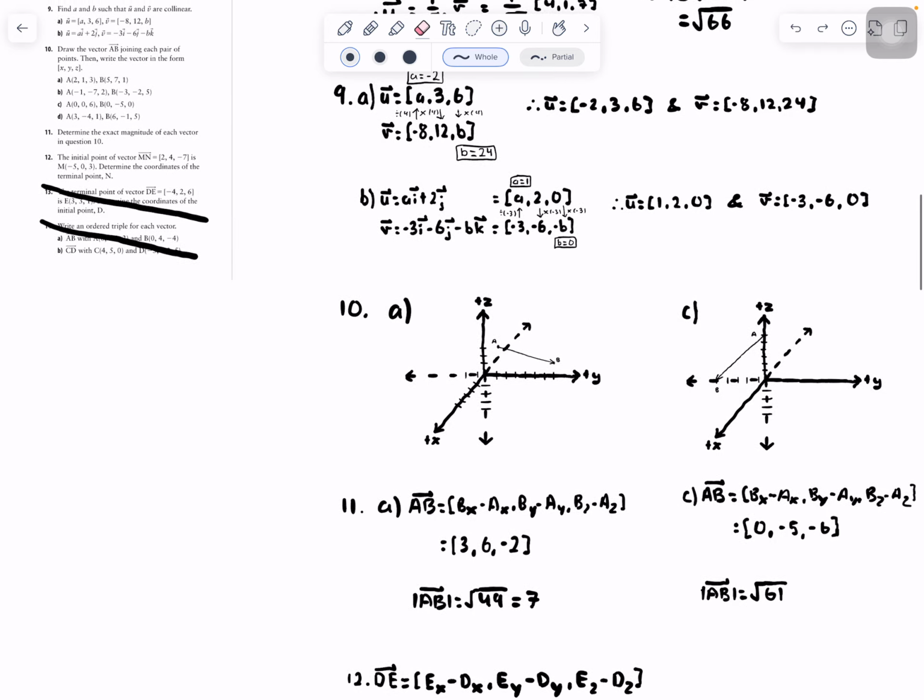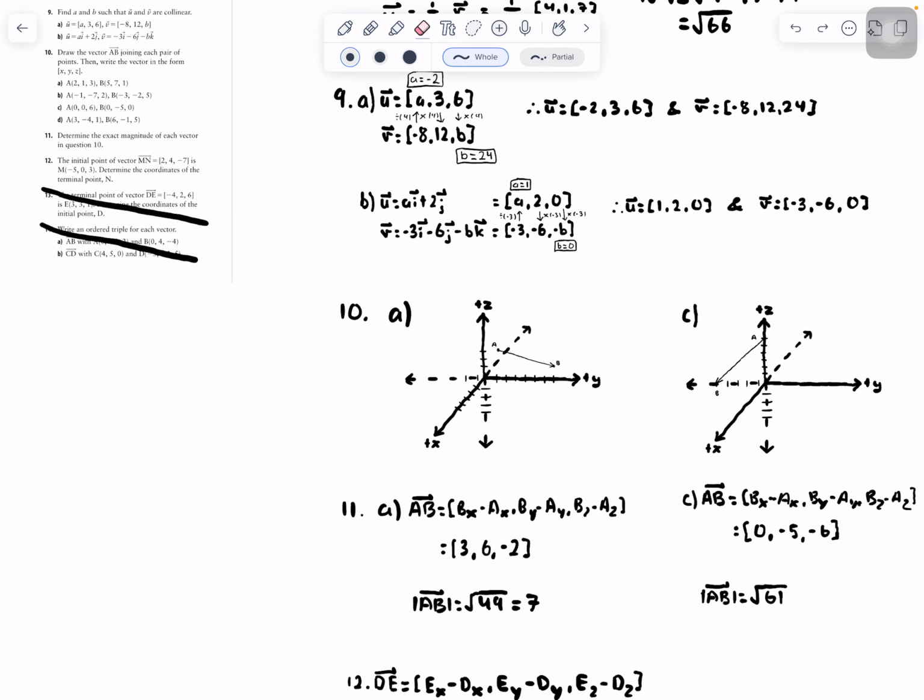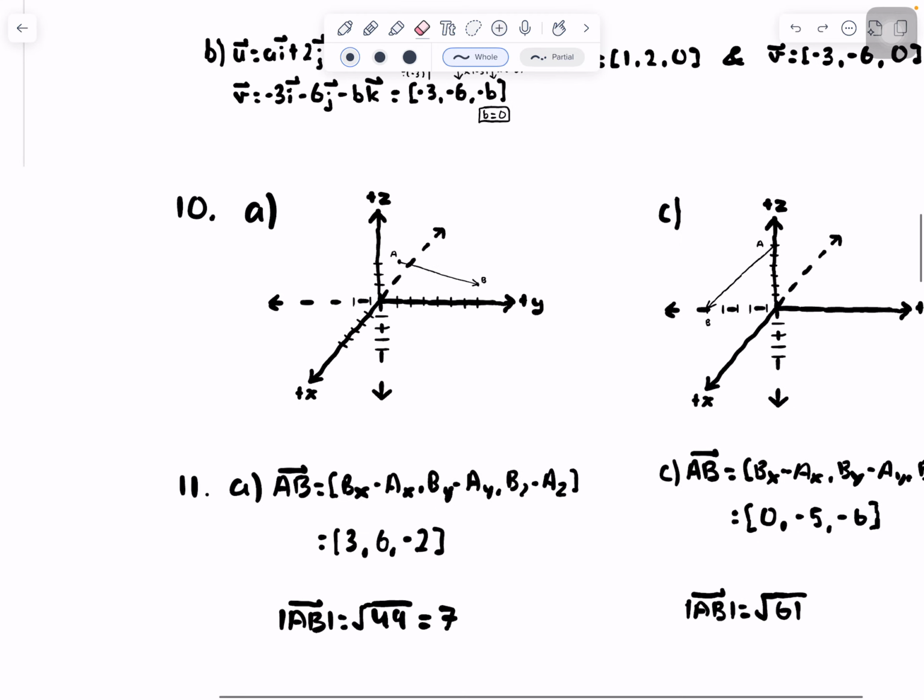So this one, similar to how we did it for 2D vectors, 2D position vectors, first, if I want the vector AB, I'm subtracting the x-coordinates of B from the x-coordinates of A, subtracting the y-coordinates of B from the y-coordinates of A, subtracting the z-coordinates of B from the z-coordinates of A.